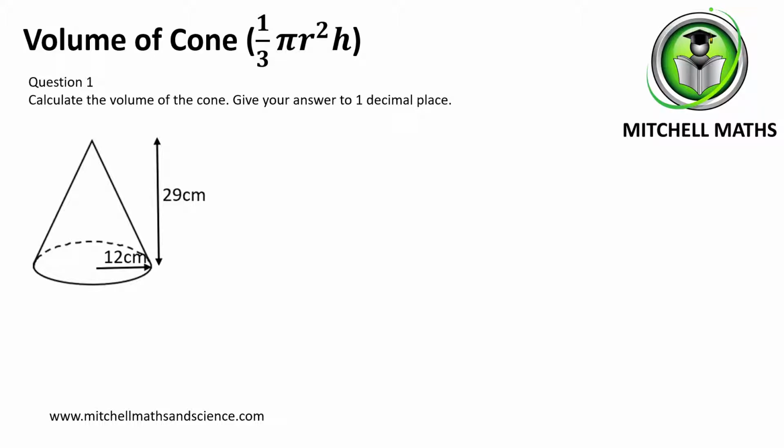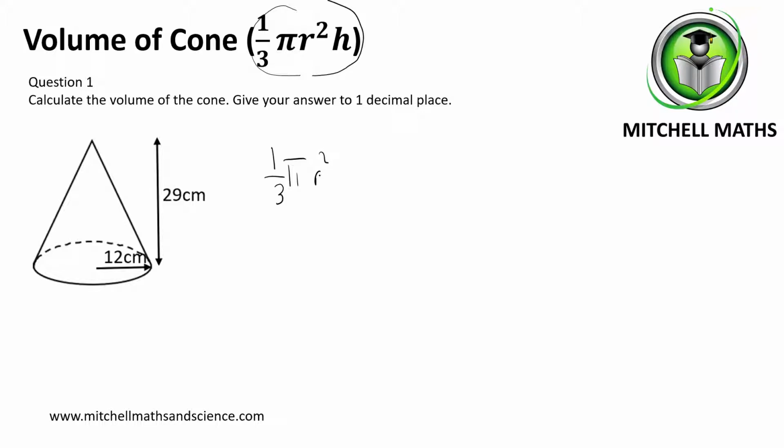What I've done is I've written the formula at the top of the screen, because you will be given the formula in the exam, which is a third pi r squared times by h. The first question just wants us to simply find the volume of a cone and give our answer to one decimal place.